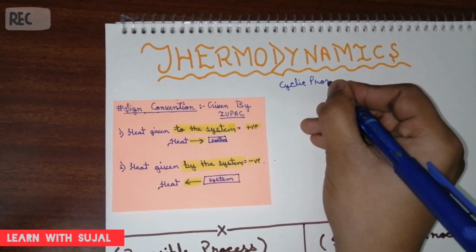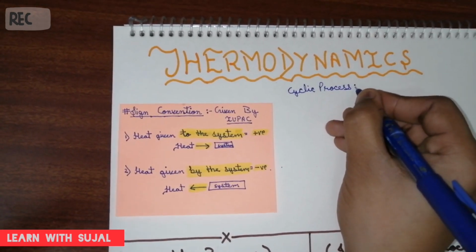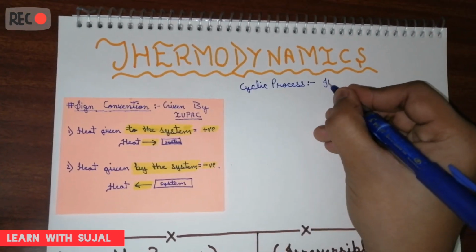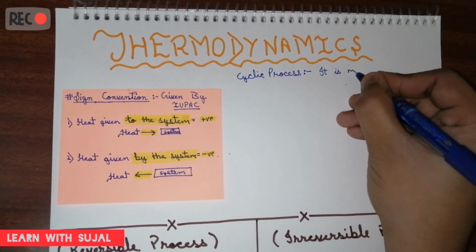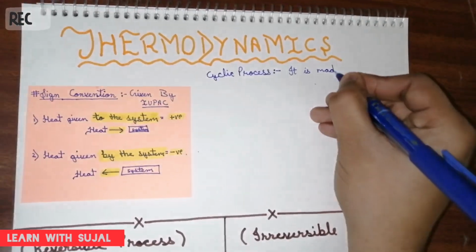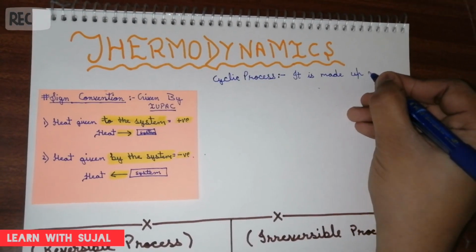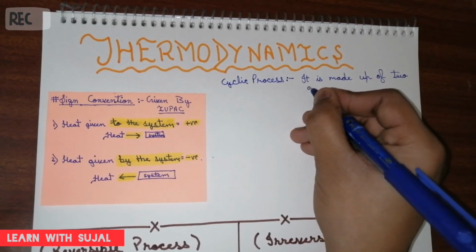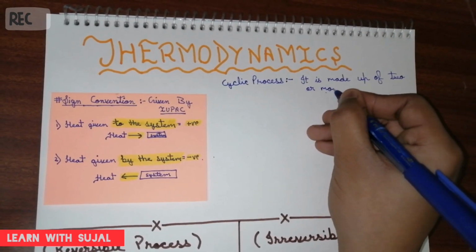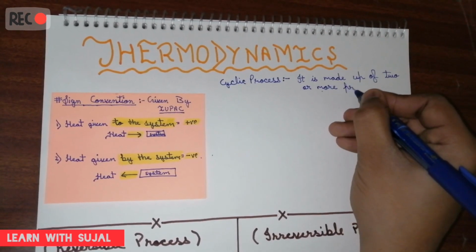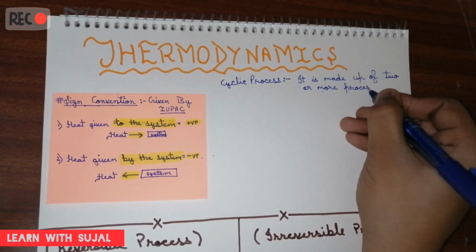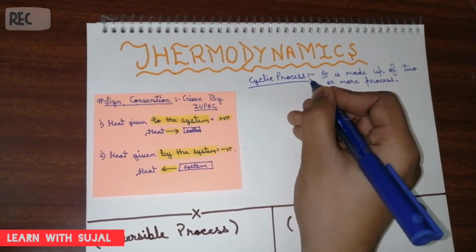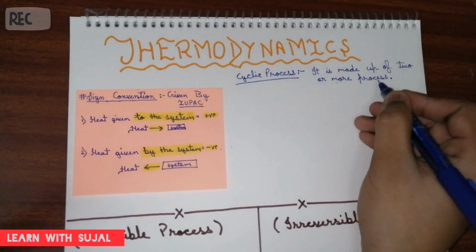So first let's talk about the cyclic process. It is made up of two or more processes.